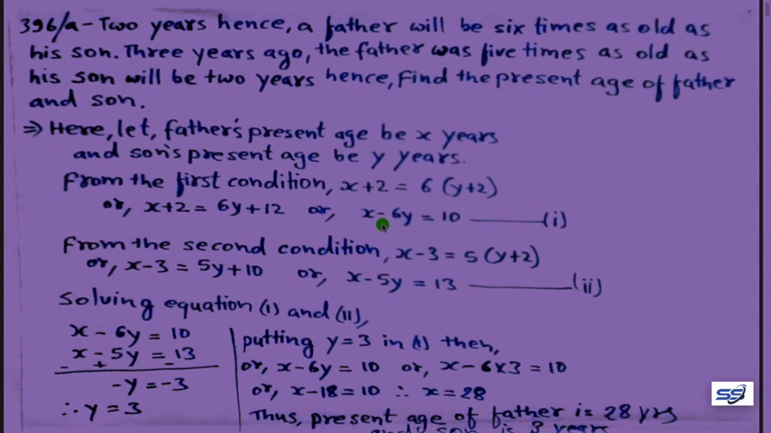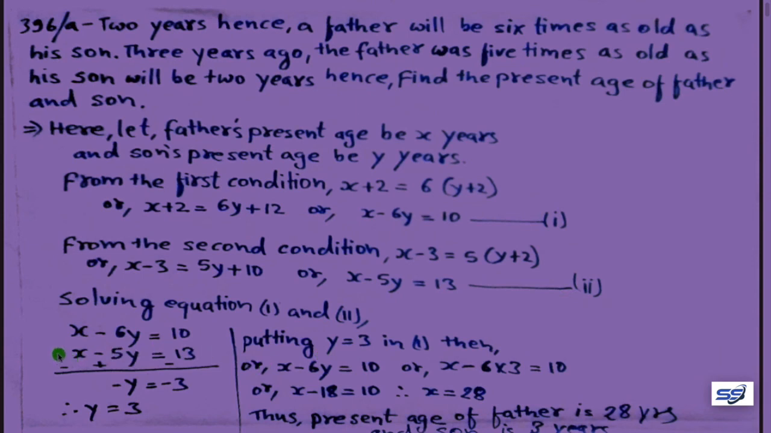First equation is x minus 6y equal 10, from the first condition. From the second condition we obtain the second equation, x minus 5y equal 13. Now we have to solve both equations to get the present ages of son and father. Solving equations 1 and 2: x minus 6y equal 10 is our first equation, and x minus 5y equal 13 is our second equation.